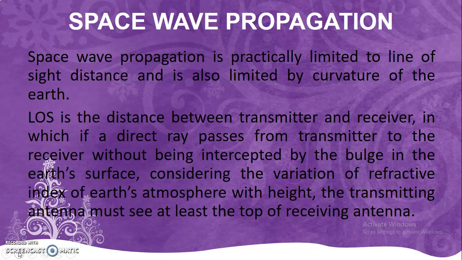What is LOS or line of sight distance? It is the distance between a transmitter and receiver in which a direct ray passes from the transmitter to the receiver without being intercepted by the bulge in the Earth's surface, considering the variation of refractive index of Earth's atmosphere with height. The transmitting antenna must see at least the top of the receiving antenna. That is, if a direct ray passes from the transmitter to receiver without any bulge, then the transmitting antenna should be able to see the receiving antenna. Such a type of propagation is called space wave propagation.